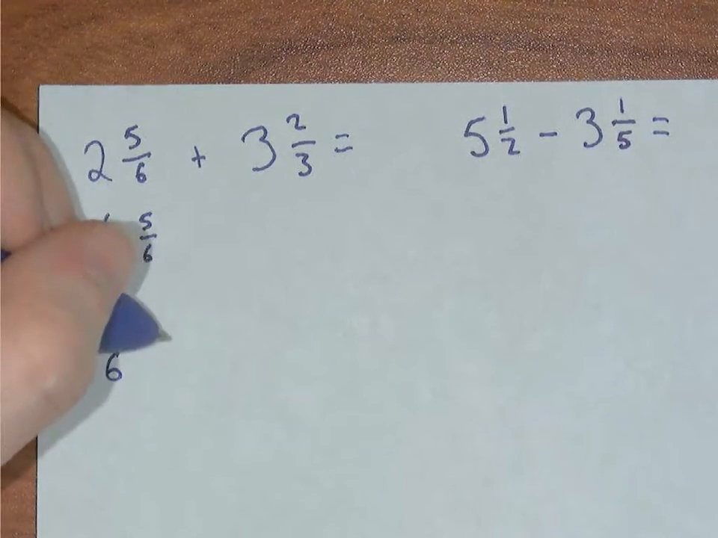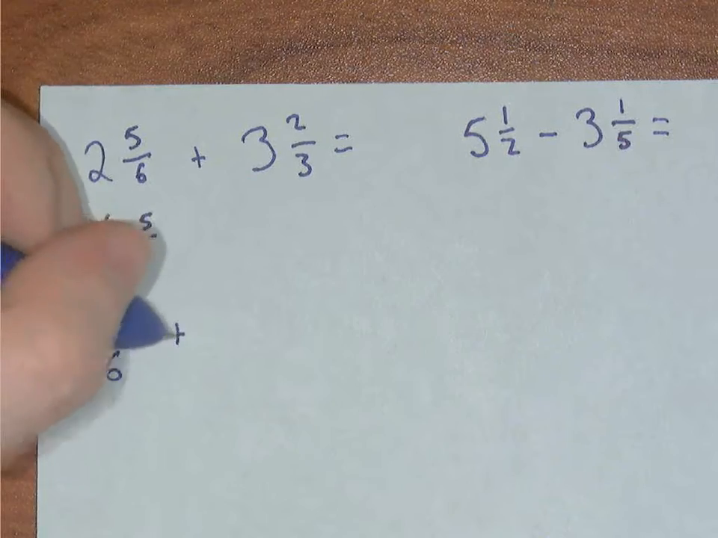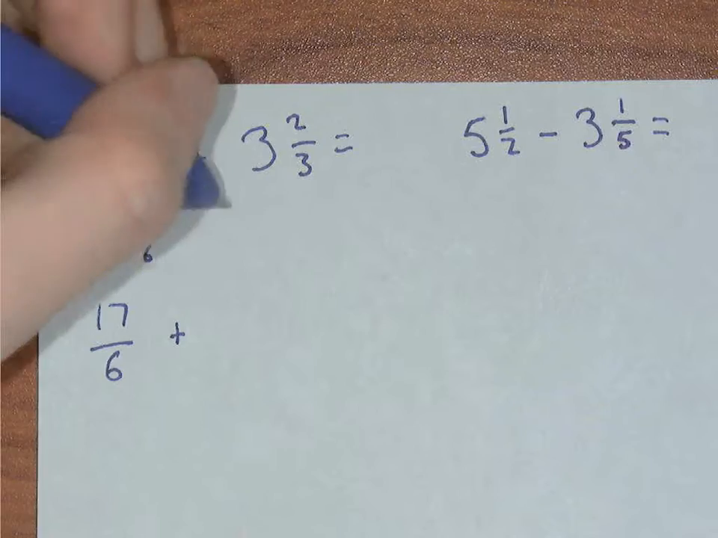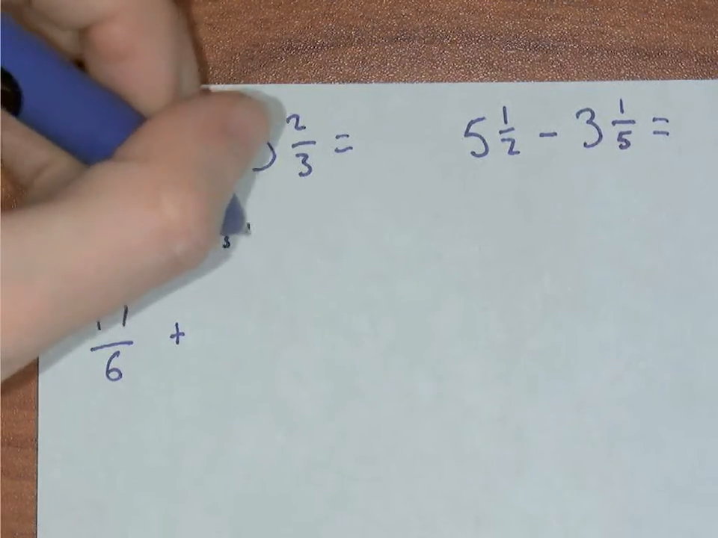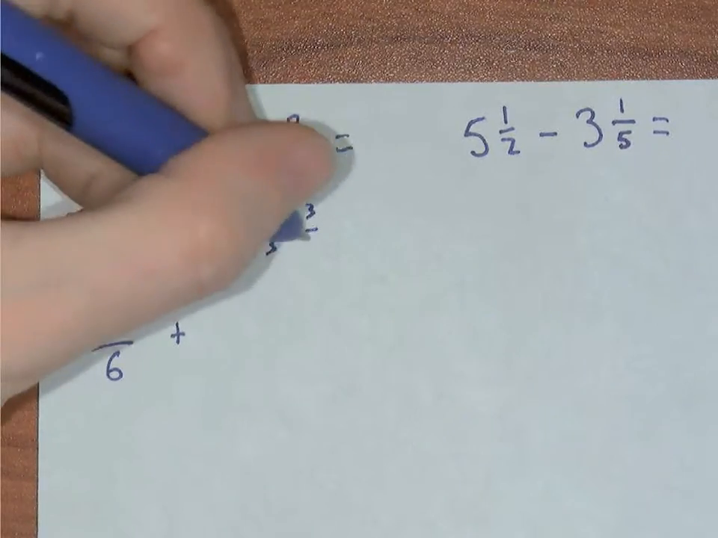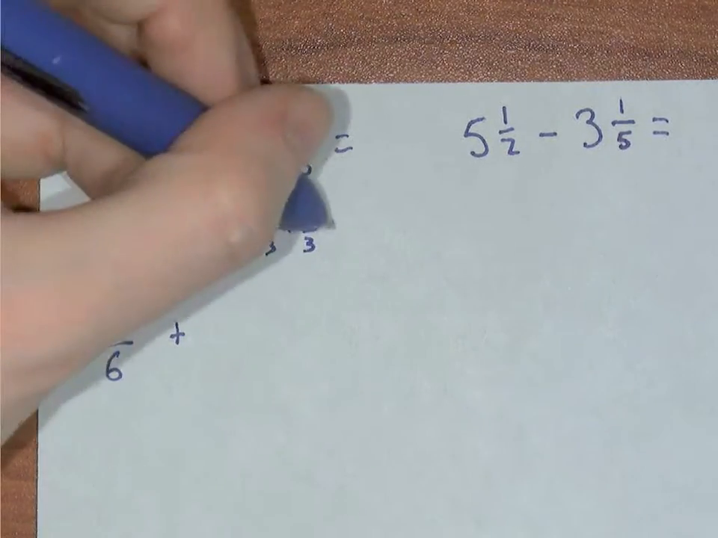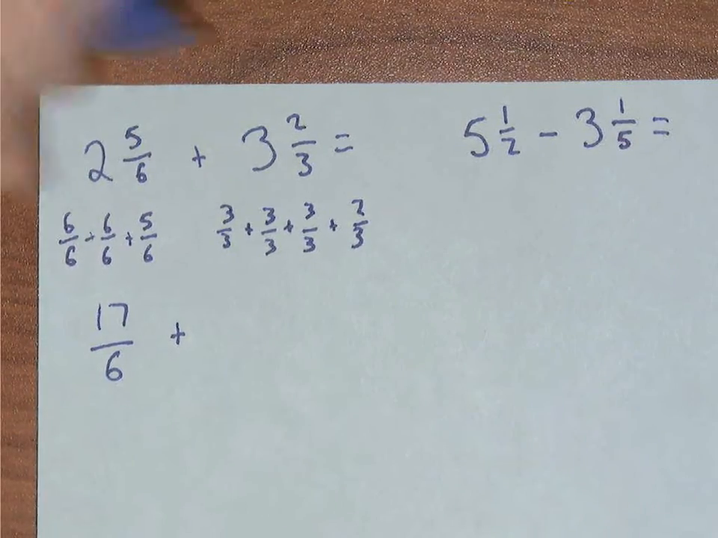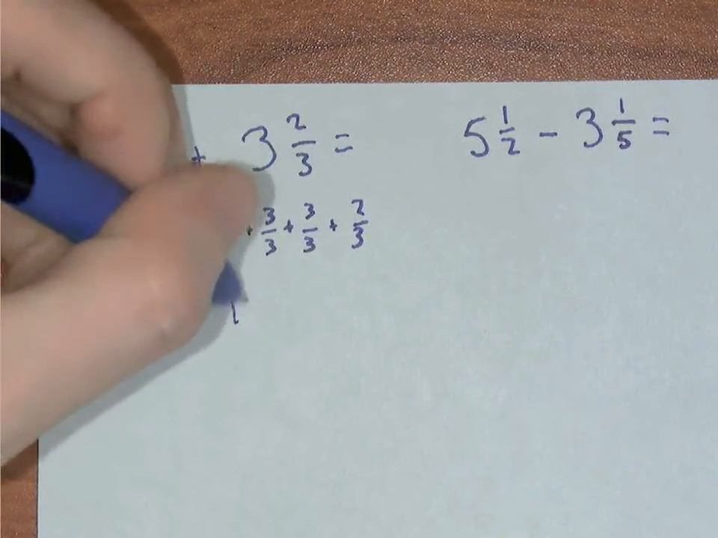And my other number here is 3 and 2/3. So I've got thirds I'm looking at, and I know that there are 3 thirds in 1. So I've got 3 thirds, and I've got 3 thirds again for my second whole, and I've got 3 thirds again for my third whole, and then I've got my plus 2 thirds. So 3 plus 3 plus 3 is 9, plus 2 is 11 thirds.